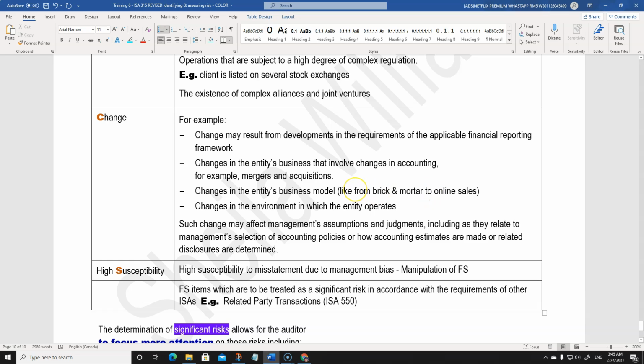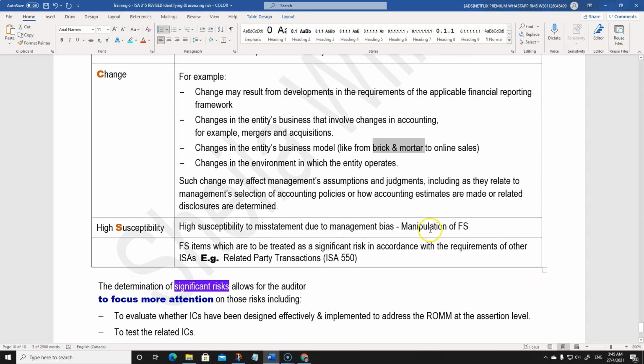It's so much easier to calculate revenue when you have a shop because of the cash collected. And of course, online revenue would also be cash collected. But the point here is that revenue can only be recognized when the goods have been delivered, when the performance obligation has been completed. In a shop, it's so easy to see the completion of the performance obligation because a customer will take the things in a bag and go off. Susceptibility, here we're talking about manipulation of financial statements.